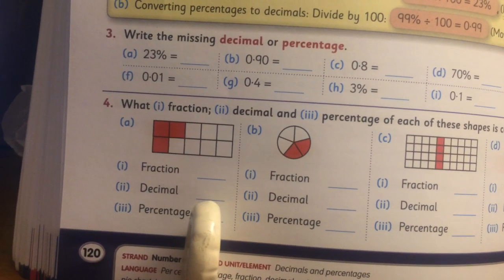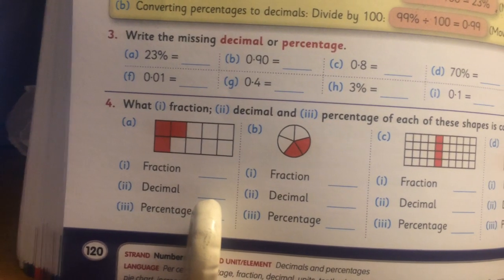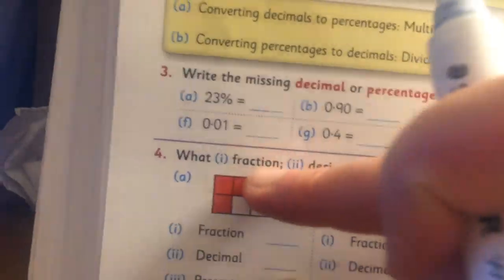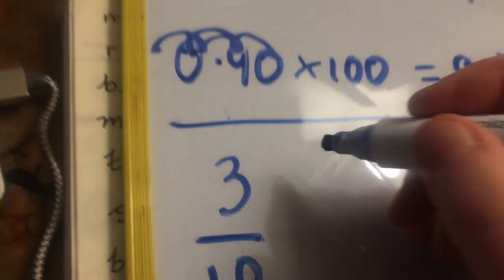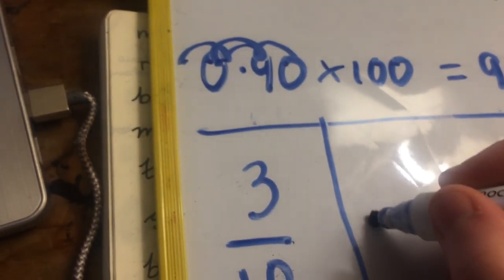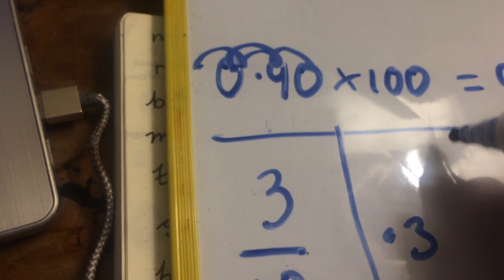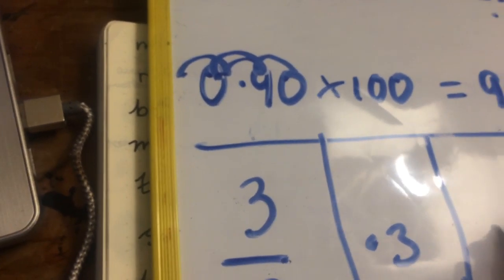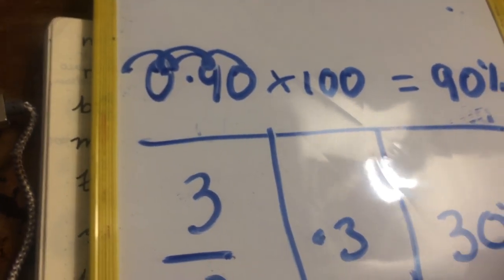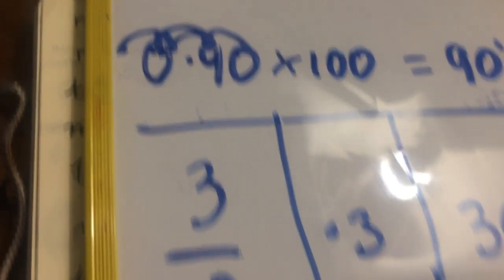So question 4 says, what fraction, decimal and percentage of each shape is coloured? So let's look. So there's 1, 2, 3, 4, 5, 6, 7, 8, 9, so there's 10. So 3 out of 10 is your fraction, first of all. Right? So that's nice and easy. You know then that's 0.3 as a decimal. You don't even have to look at it anymore. And then that's 30% as a percentage. Okay.